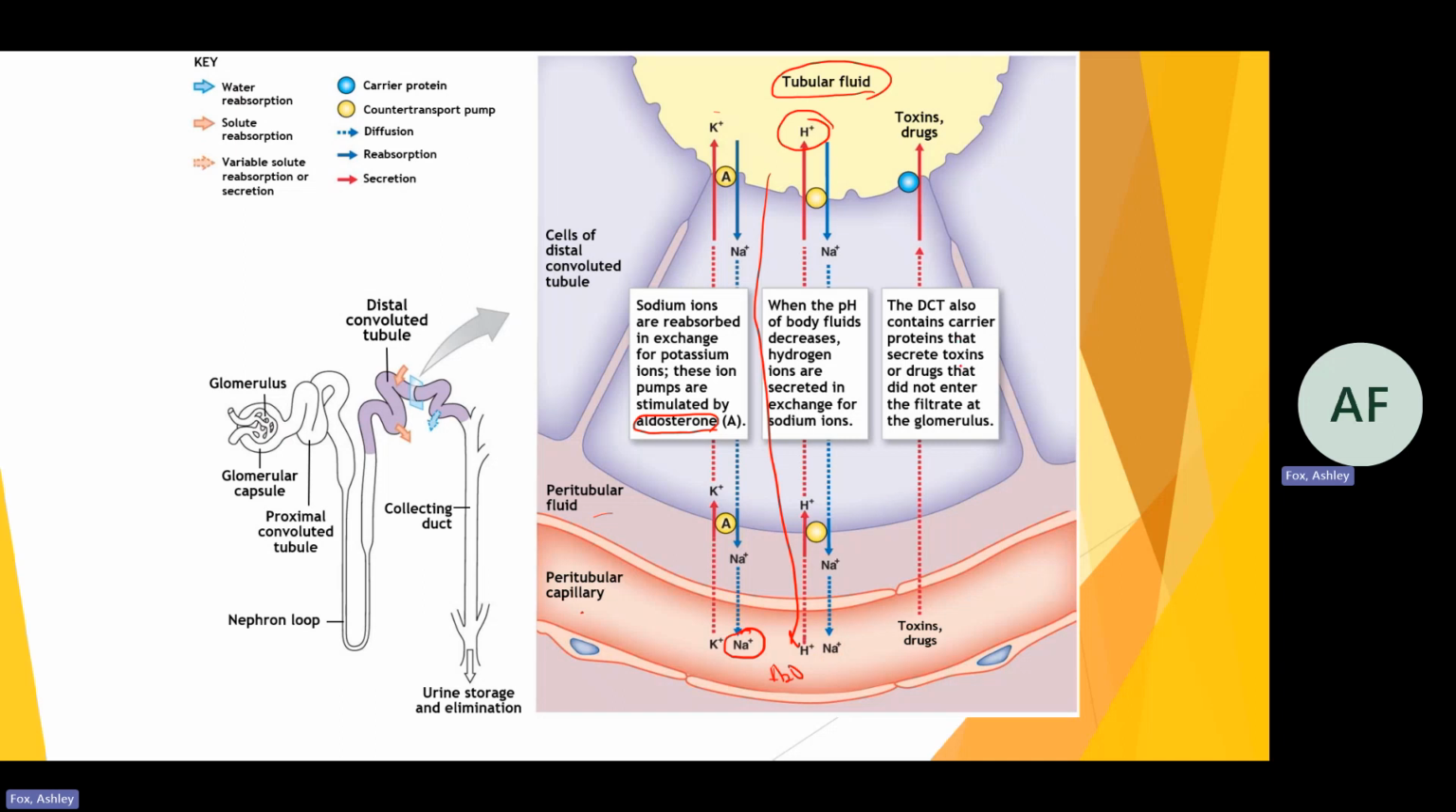Again, we have carrier proteins that are going to help get rid of toxins and drugs. If they avoid going into the filtrate at the glomerulus for whatever reason, we can pick them up here. And so we pick them up and move them out with carrier proteins into the tubular fluid as well.